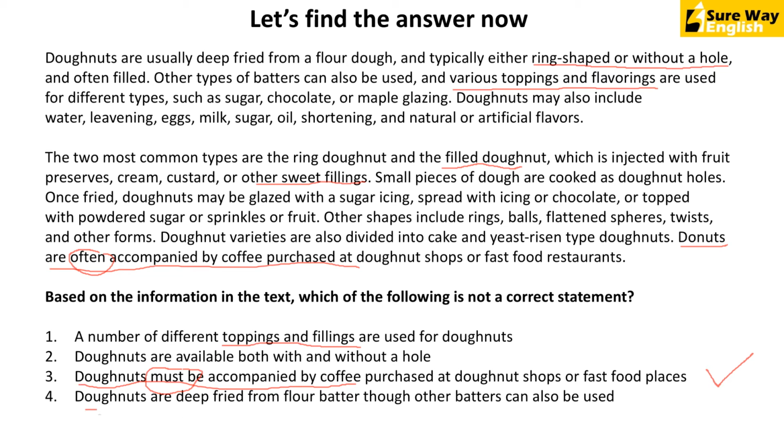The last one, donuts are deep fried from flour batter. So it says are usually deep fried from flour batter. Other types of batter can also be used. So that means this option is also correct. So that's not a correct statement. So option number 3 is then our correct option for this case because that statement is not correct.